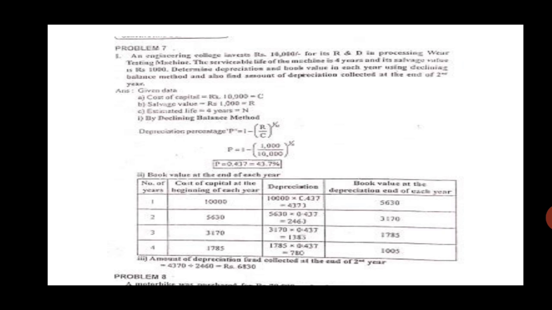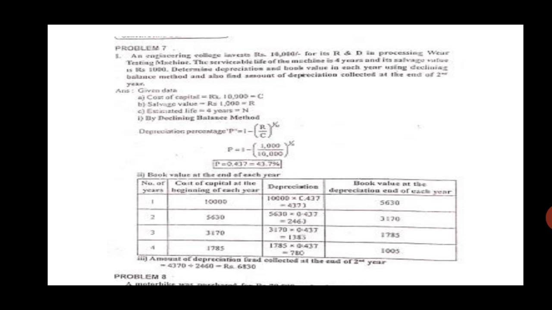Initial cost is 10,000 rupees. Depreciation is 10,000 into 0.437. That is, the depreciation amount will be 4,370 rupees. So this 4,370 rupees we will deduct from 10,000 rupees. So the book value at the end of first year will be 5,630 rupees. Okay, this book value 5,630 rupees will become the cost of capital for the next year.